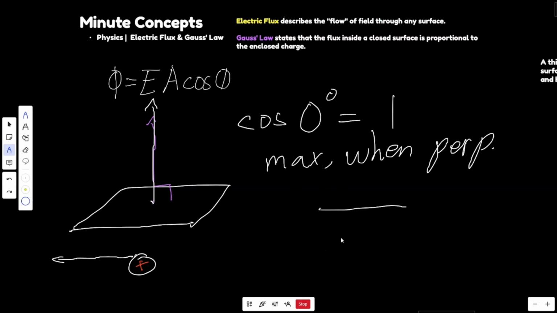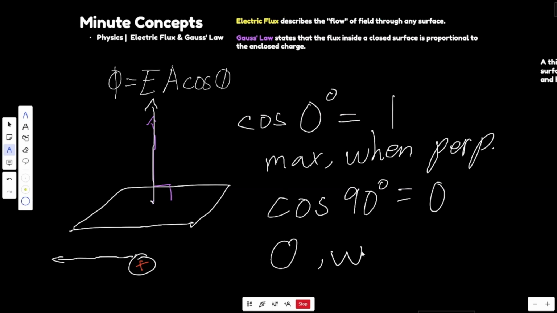If this is our surface, from the front it would look like we're going this way. The electric field would be going that way, and this is our surface. They're not going to make contact, and so the field will not flow through any surface, right? And that means that whenever cosine is equal to 90, or the angle is equal to 90 rather, we get a value of 0. So the flux is 0 when it's parallel.